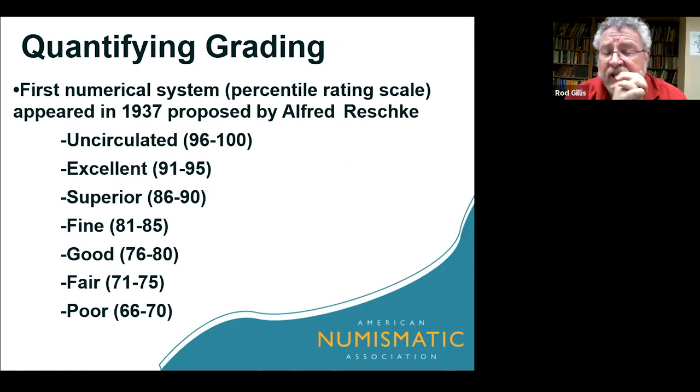And then Alfred Reschke came up with an idea of using a number system, a percentile ranking. He came up with the idea that for uncirculated, you should give between 96 and 100 points, excellent 91 to 95, superior 86 to 90. And you can see on your own as you work your way down. I don't know why he started off at 66. But that's what he started off with for a coin that was very poor.